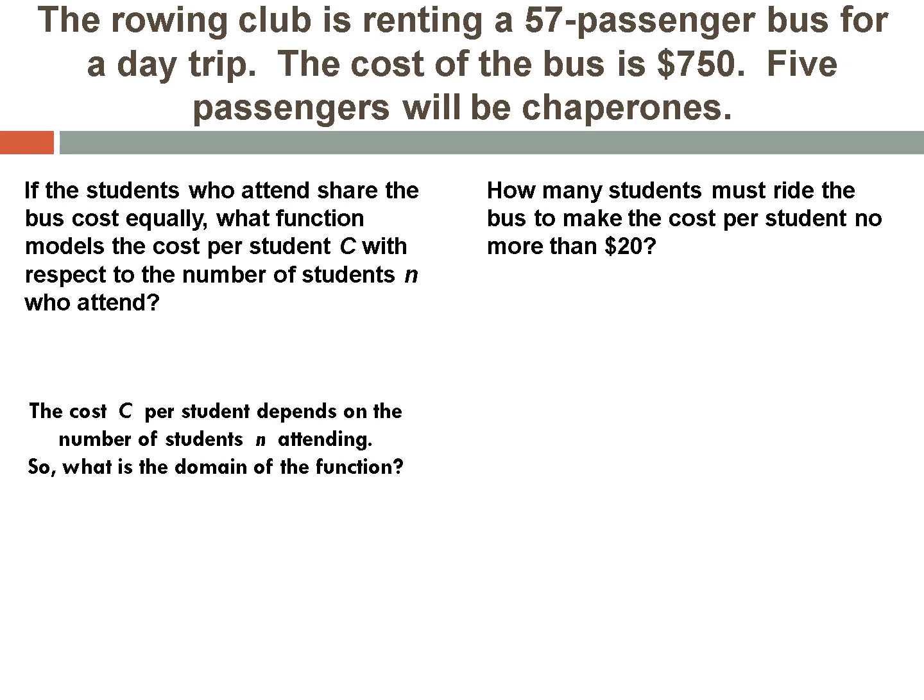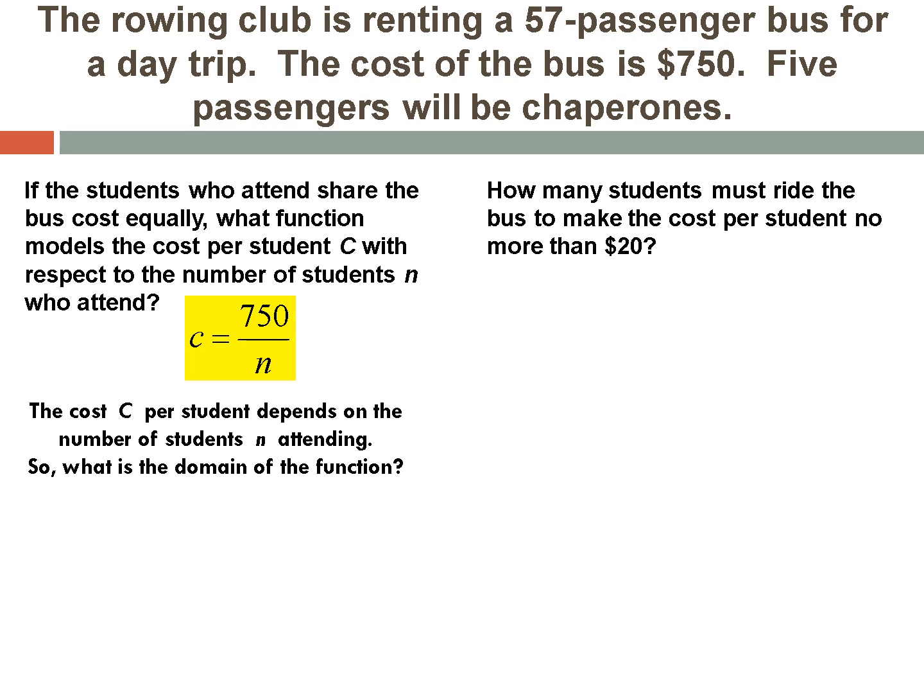Okay, so basically, if I wanted the cost per student, I would just take the cost of the bus, $750, and divide it by the number of students. So $750 divided by the number of students will tell you your cost per student. So the second part, the cost per student depends on the number of students attending. So what is the domain of the function?